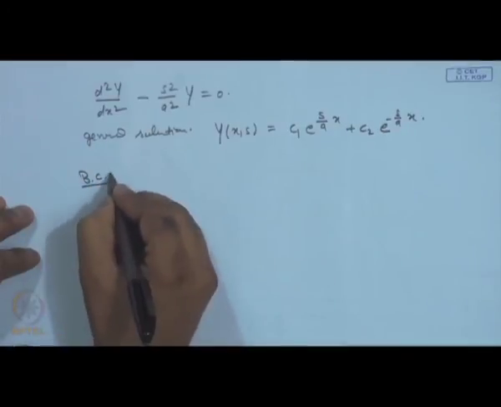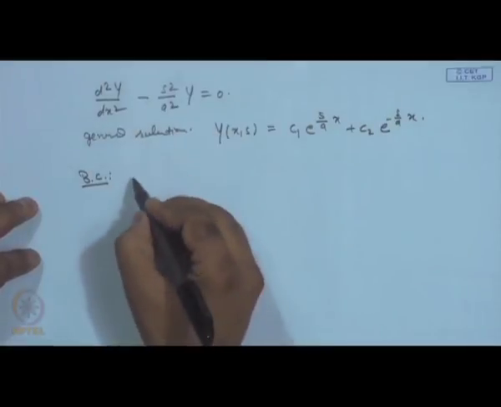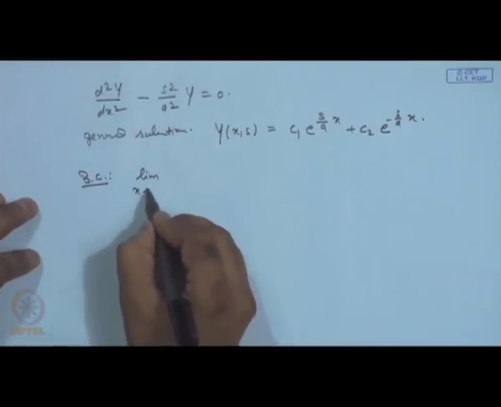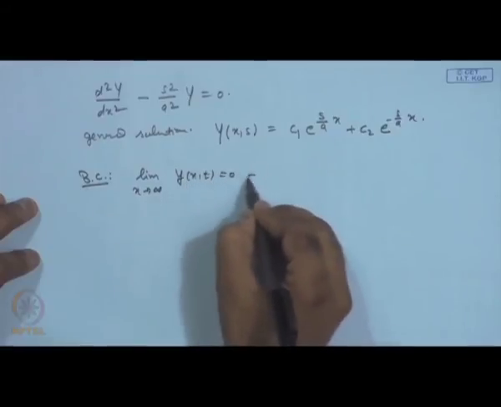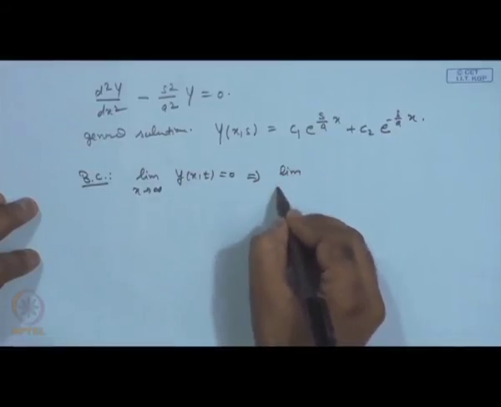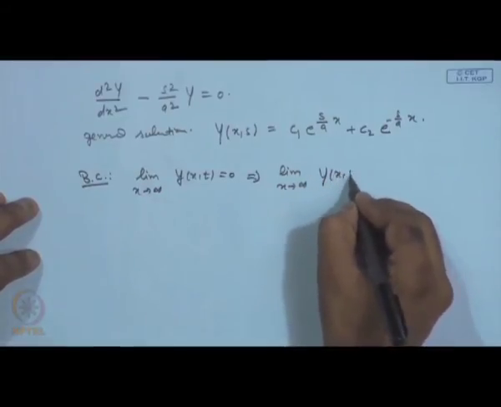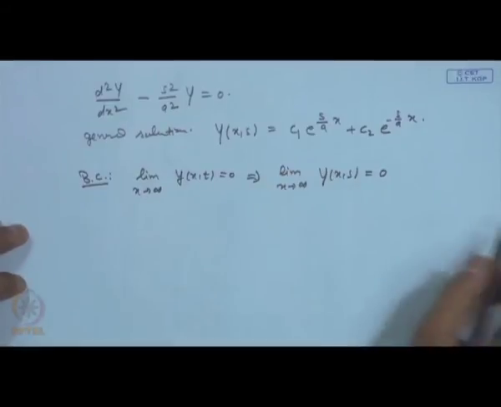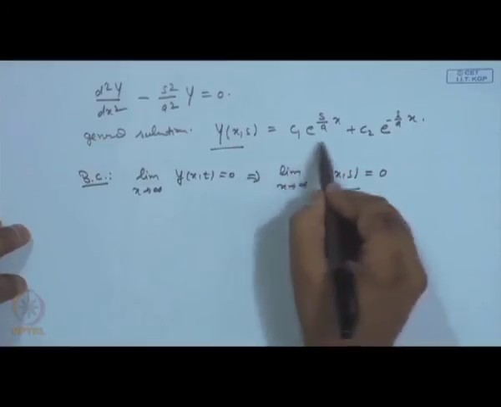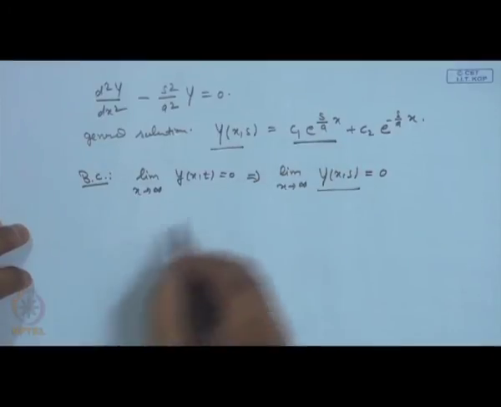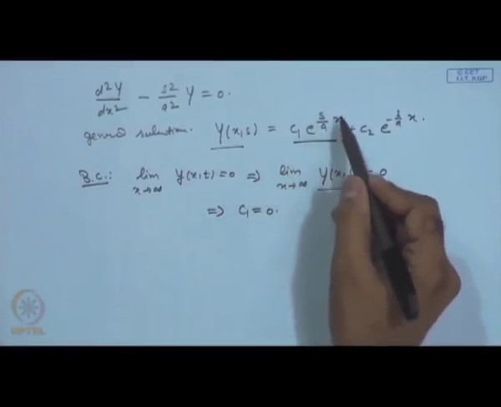Again the boundary conditions. So, one boundary condition is as x approaches infinity, y(x,t) is 0. So, from here we get that the limit as x approaches infinity of y(x,s) is 0. As x approaches infinity, this y is 0. So, from here we can see that our C1 is 0, because here we have e to the power s over a x.